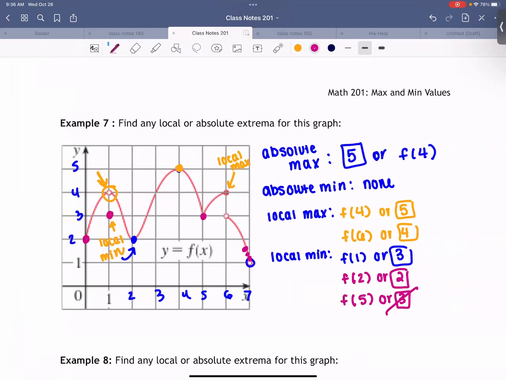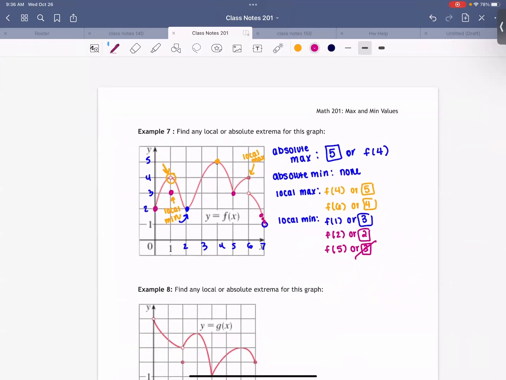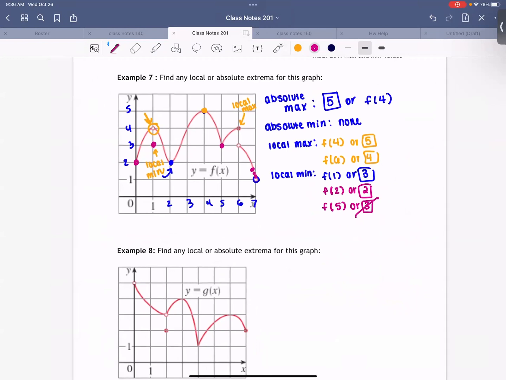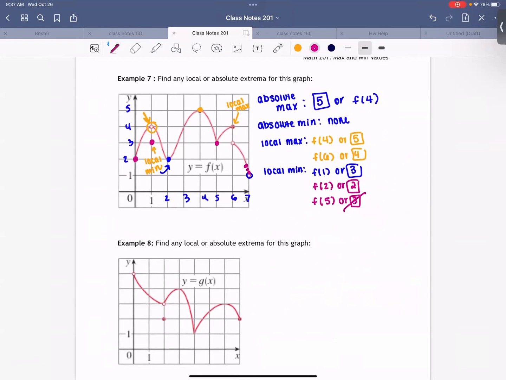What I'm going to have you do is try example 8 now. I think either 7 or 8 is on the homework. I don't remember which one, but I'm going to give you a few minutes to try example 8. Try to find all the absolute and local maxes and mins, and we'll come back in a little bit.